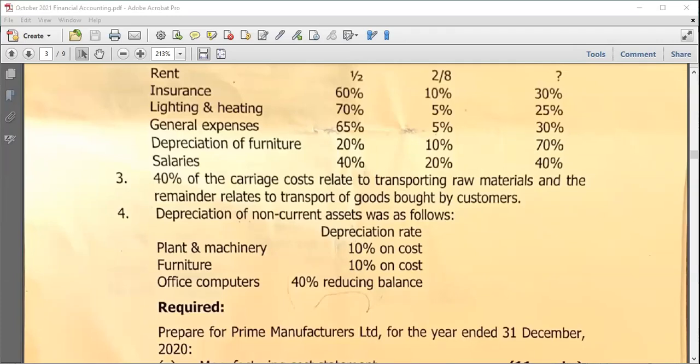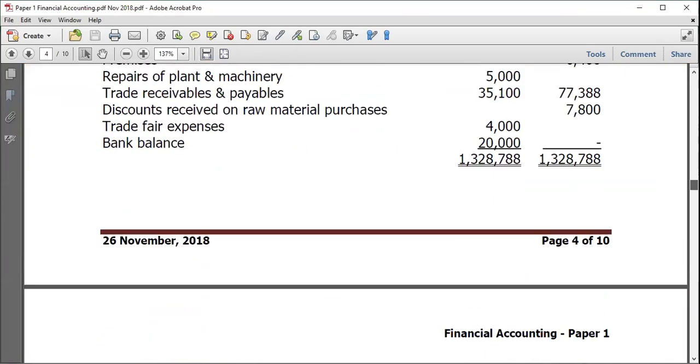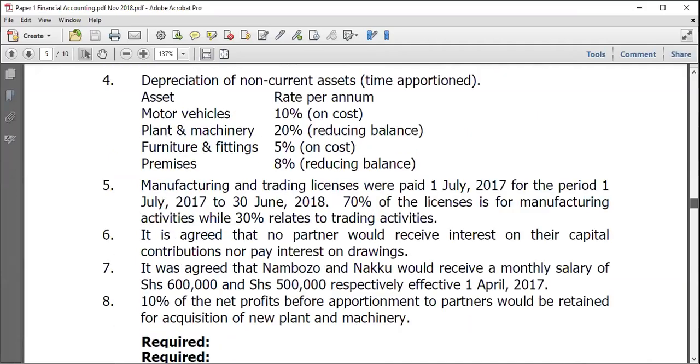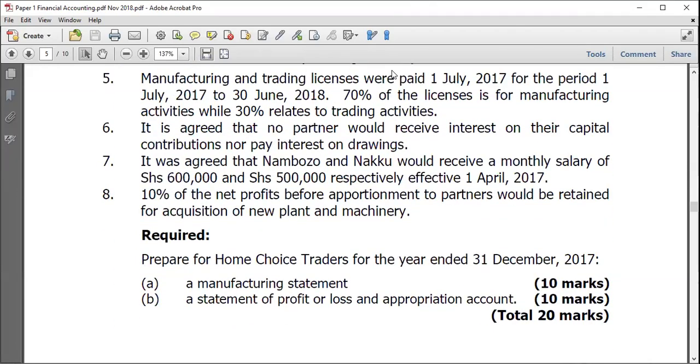Somebody says, do we draw several P&L for parts of the question? I didn't know what you meant with that, but I'm just trying to assume something small here. The examiner asked you to do things. Just look here. They asked you to draw a manufacturing statement, and then they asked you to draw a statement of P&L. The two documents are different.